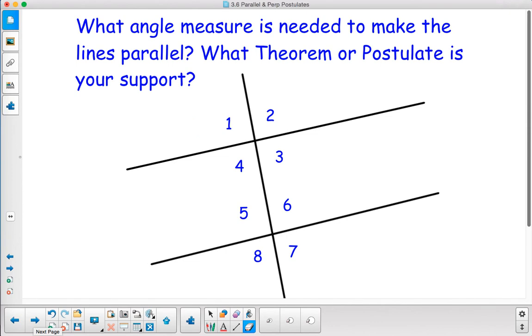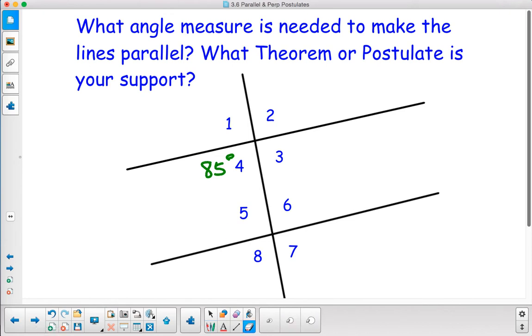So let's switch to another one. Let's go to angle 4. Angle 4, let's say, is 85 degrees. Now, if we would know angle 5, how many degrees would it have to be? 95 degrees, because that would be same side interior angle converse. Another possibility would be making angle 8 85 degrees. Now with 4 and 8, that's the converse of the corresponding angle postulate.